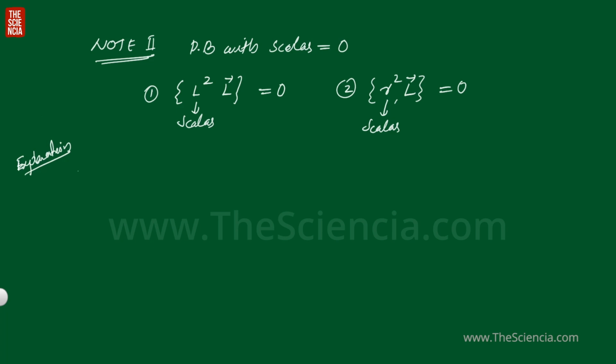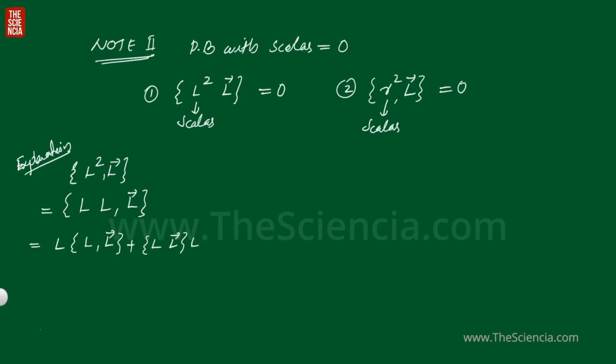Now I am considering the first case, that is the Poisson bracket of L square with L vector. I can rewrite this as the Poisson bracket of L comma L vector. So by Leibniz theorem, what do we get? We can write L times the Poisson bracket of L with L vector, plus the Poisson bracket of L with L vector times L.